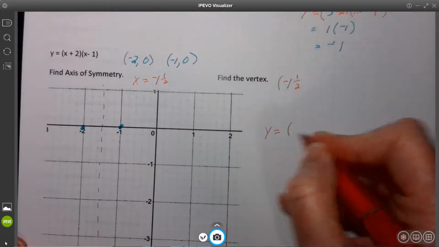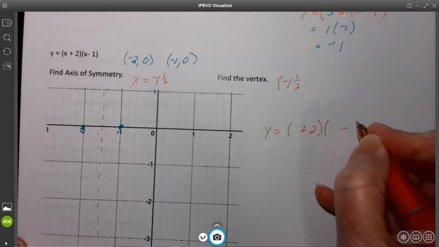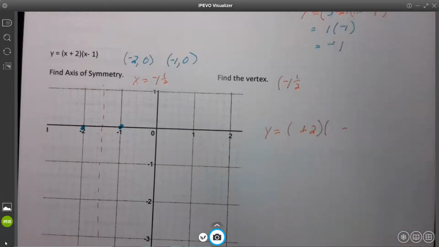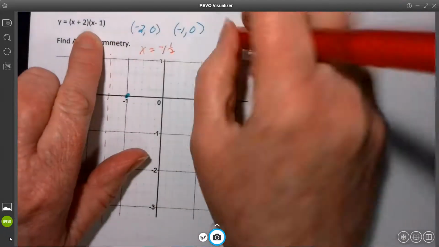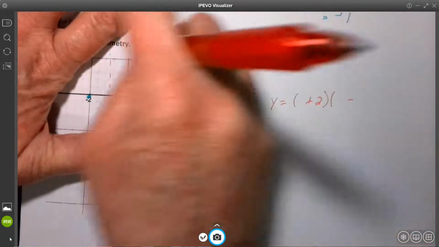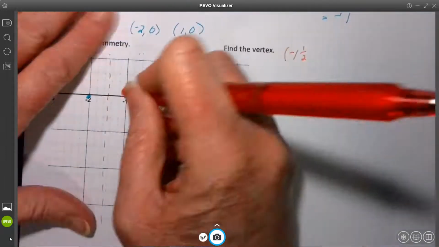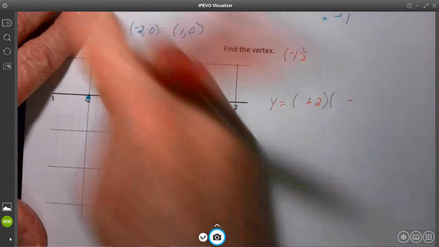y is equal to (x plus 2)(x minus 1). Look at my mistake, people. Good. So did you find my mistake? Look right here. x minus 1. That means this is not a negative 1. That's a positive 1. So all my stuff is wrong. And look what happens. Nothing. I just erase it and make the correction.